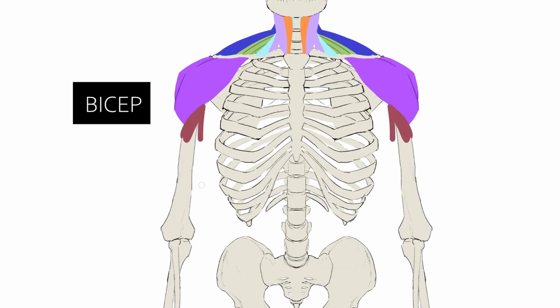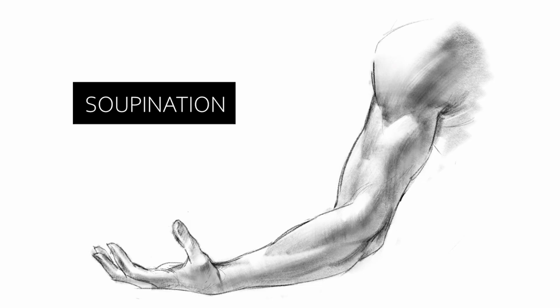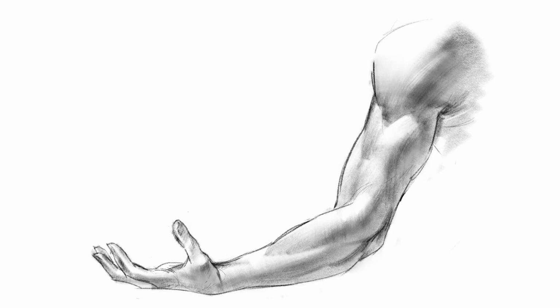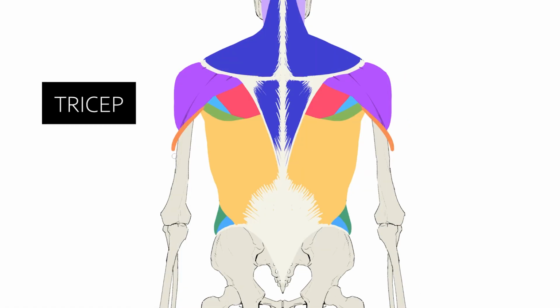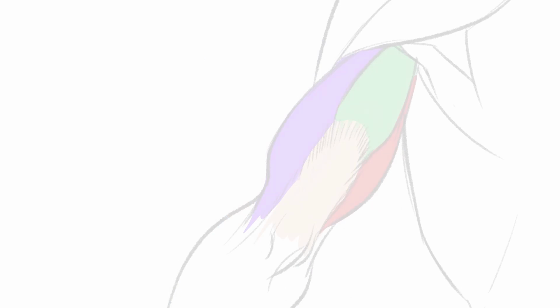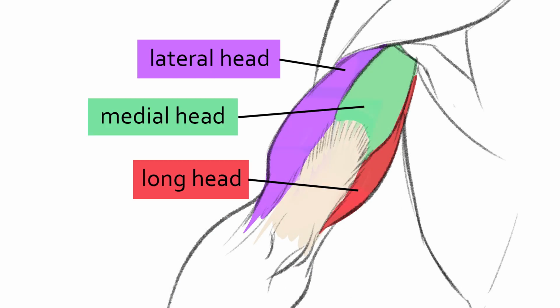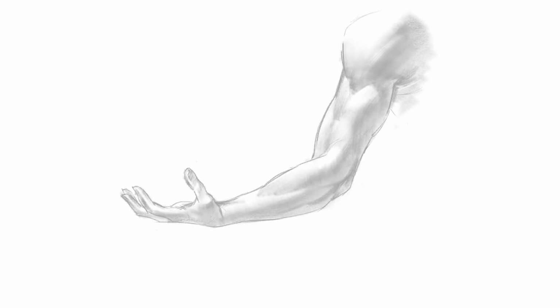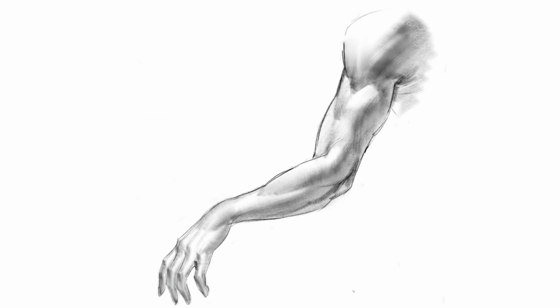From there we have the bicep, which helps with the flexing of the elbow and rotating the hand into supination, which is a position where the palm faces upward like you're holding soup. The triceps on the back of the arm work in opposition to the bicep. It has 3 separate heads, the lateral, medial, and long head, which all help in the extension of the arm during supination and pronation, where the hand is face down like you're pouring the soup out.